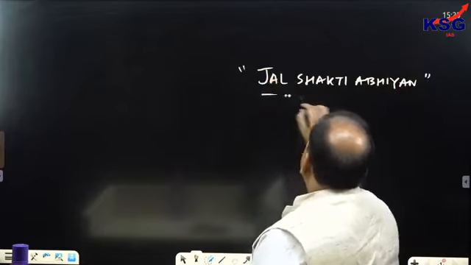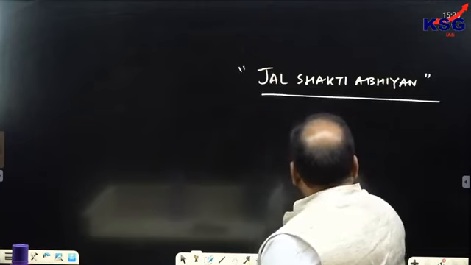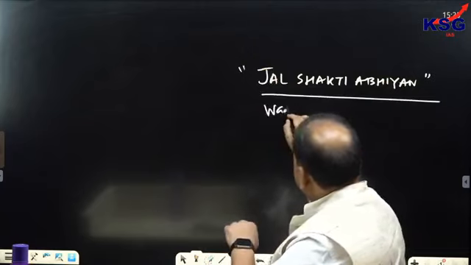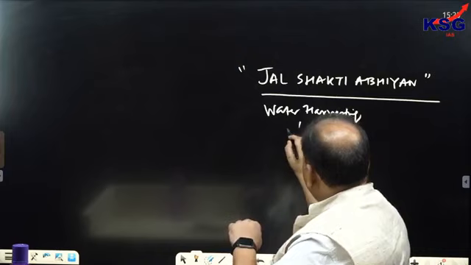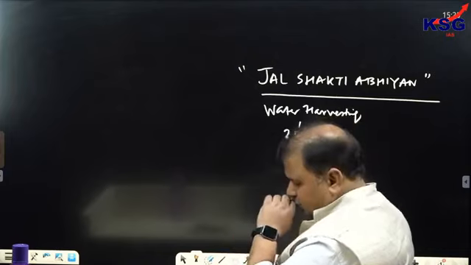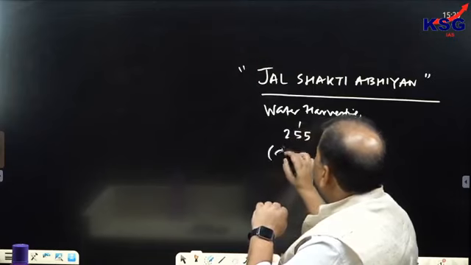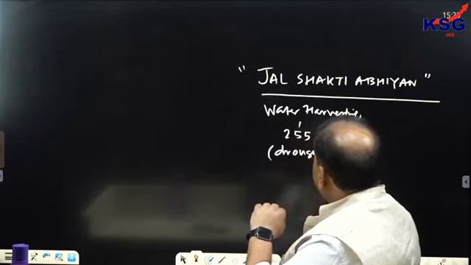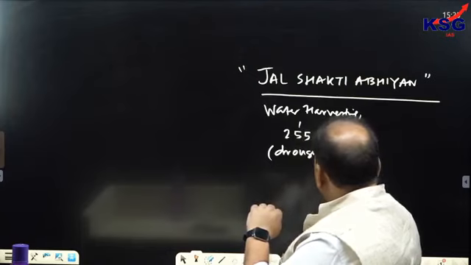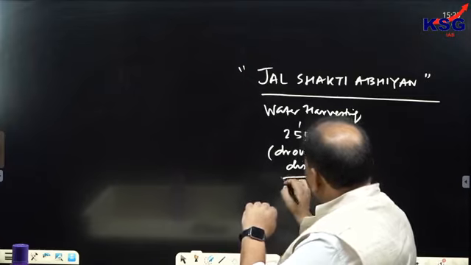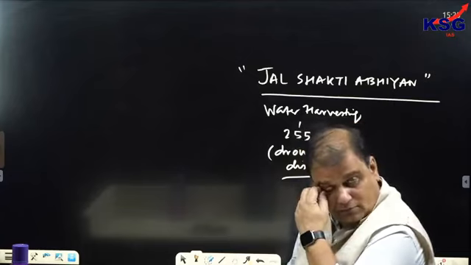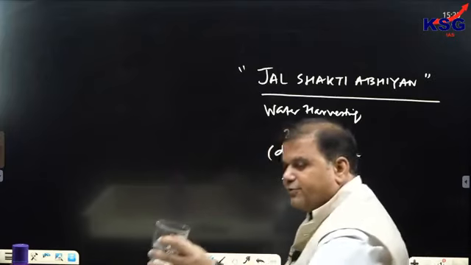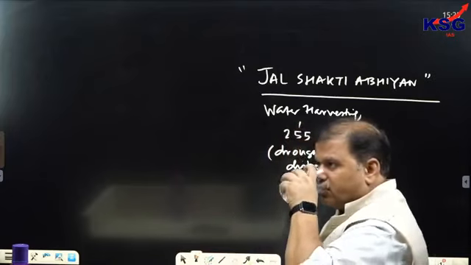Jal Shakti Abhiyan for water harvesting. Jal Shakti Abhiyan in 255 drought prone districts of India.